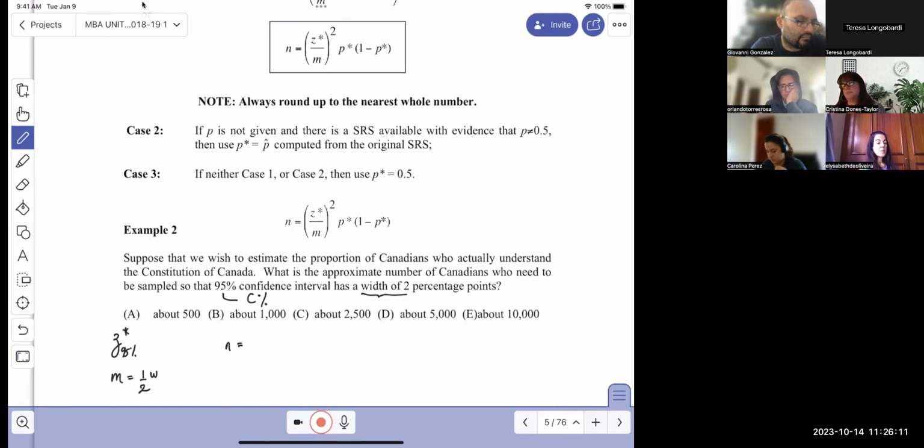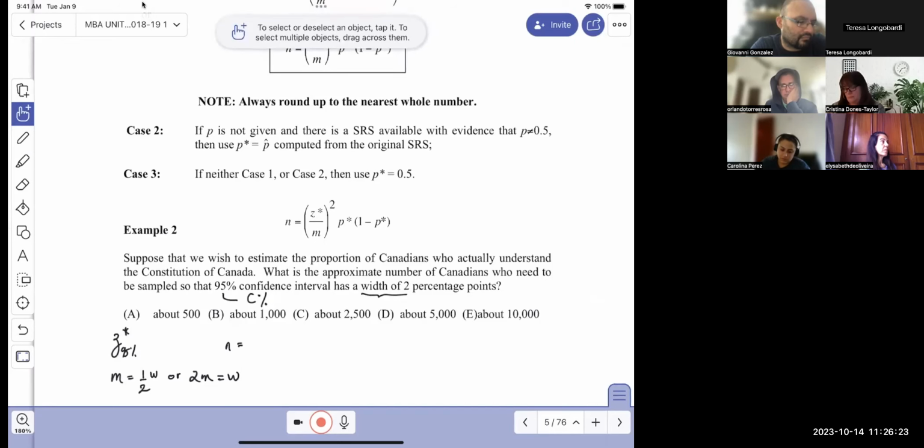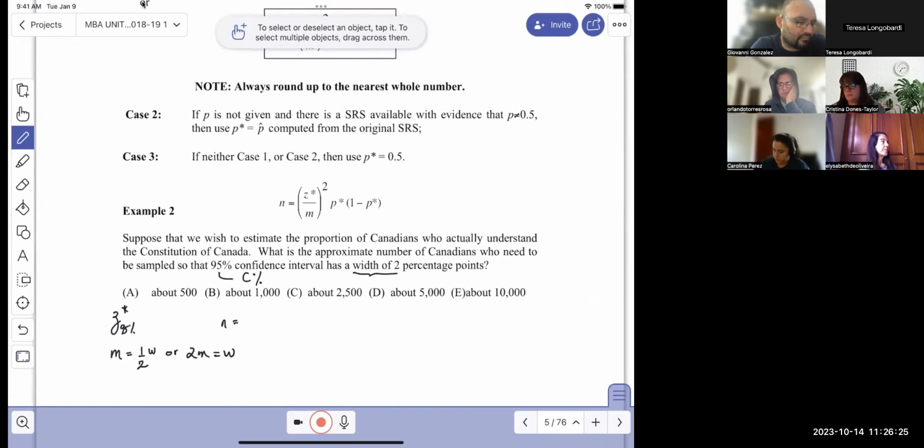In other words, two margins make the whole interval, the width. Not to confuse you, but sometimes they talk about the width of the interval, sometimes about the margin. So usually about the margin. So you need to know that relationship. So the margin would be, if it's 2 percentage points, then this is a 1 for n. Actually, I'll make the calculation. So this is 1/2 of 2 percentage points, or 0.01.